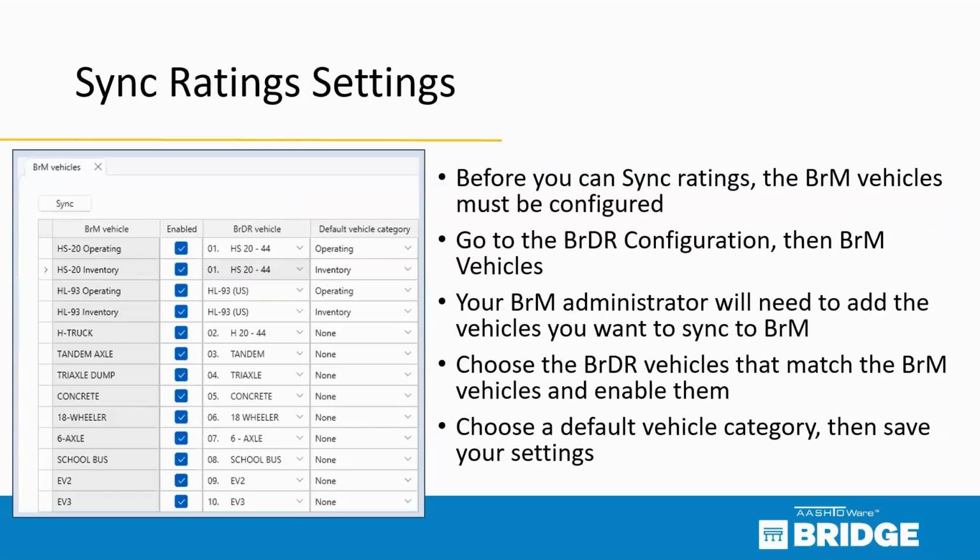And keep in mind, your BrM administrator will need to add these vehicles to BrM so that they can be synced. And then that column on the left, the BrM vehicle, is what's brought in from BrM when you press that sync button. Now on the right, as far as the BrDR vehicle, it'll show you any vehicles that you have configured in BrDR. So you can select the vehicle that corresponds with the BrM vehicle and then check the enabled box. Then on the right side, you've got the default vehicle category. So you can choose which default category you want it to sync up when you push the rating to BrM.